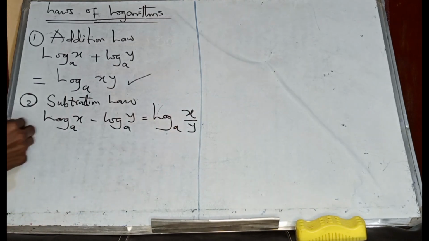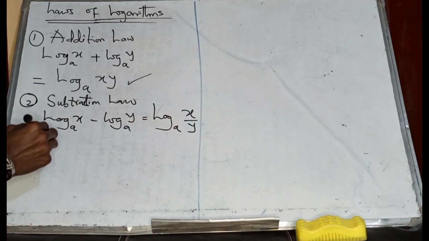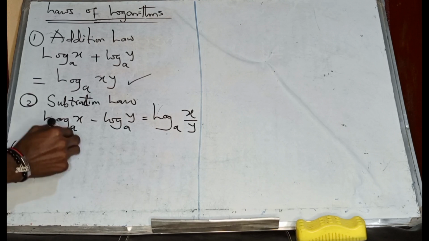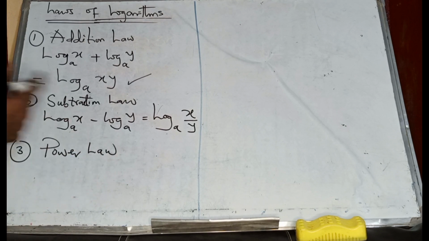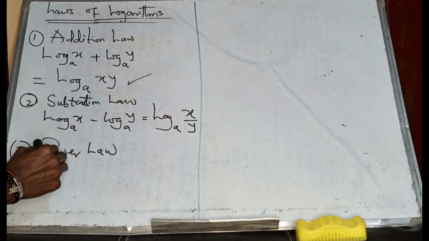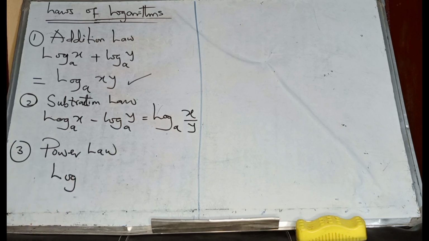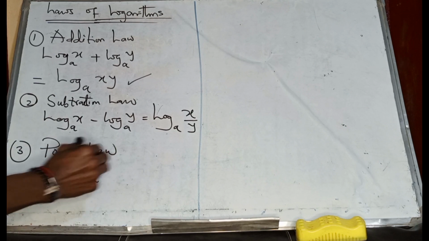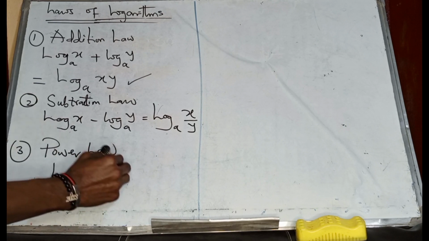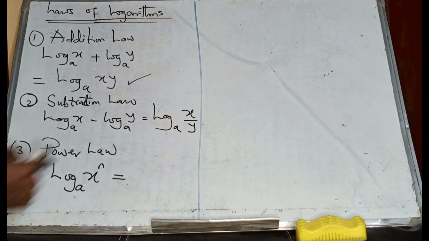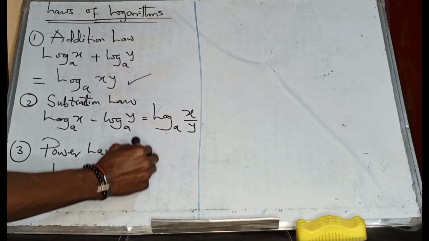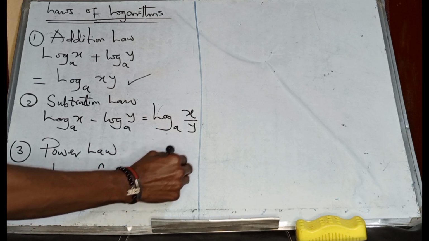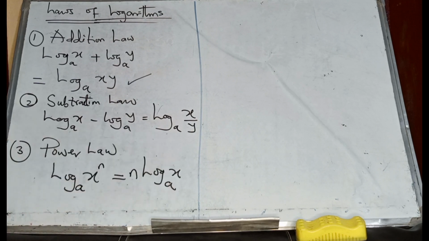Is that taken? So number 3 here of the law is the power law of logarithm. According to the power law, if we have, let's say, log x power n to the base of a, this power n would have to come down. So I'll be having n here, then log x to the base of a. So this is the power law.